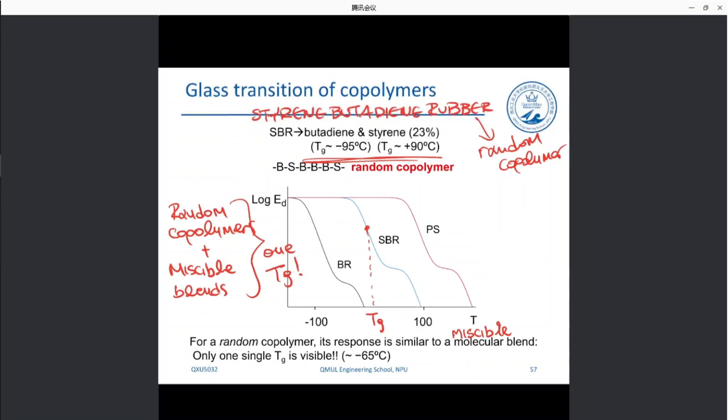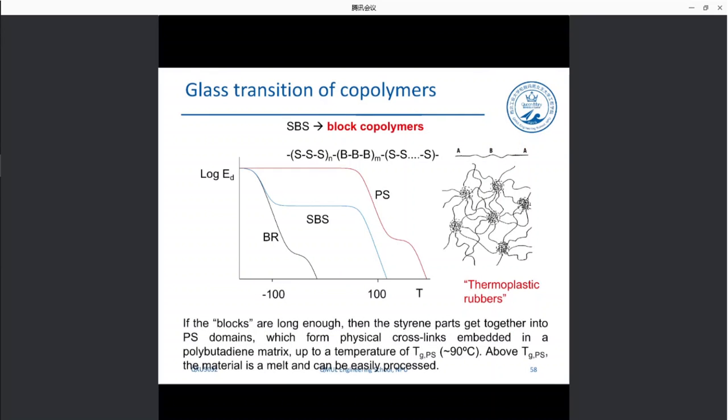This is a random copolymer, where the alternation between the two phases, the two monomers, is random. Okay, alternation between monomers in the macromolecular chain is random. For the case of block copolymers, we have blocks of monomers bonded with blocks of the other monomer. So in this case, we have a block of styrene and then a block of butadiene, then a block of styrene, and so on. Okay, in this case, what we create is thermoplastic elastomers, or elastomers.